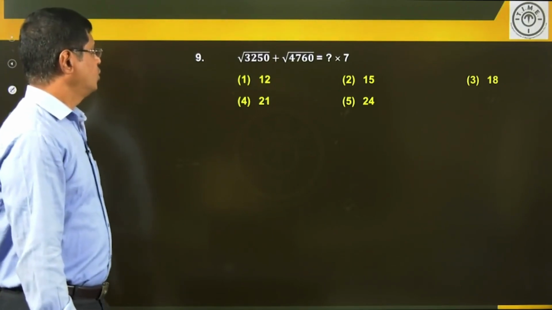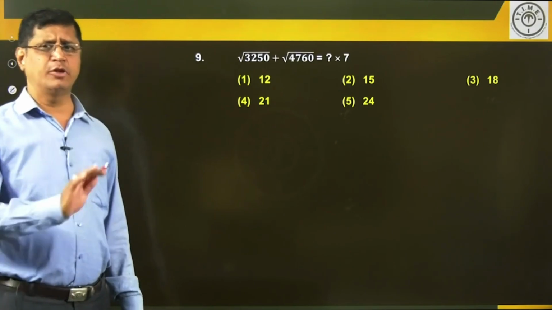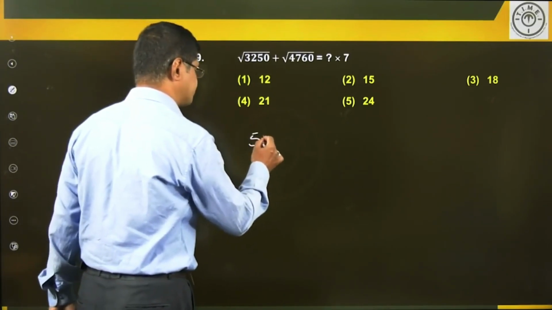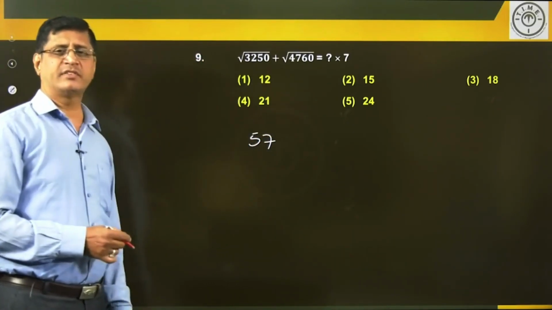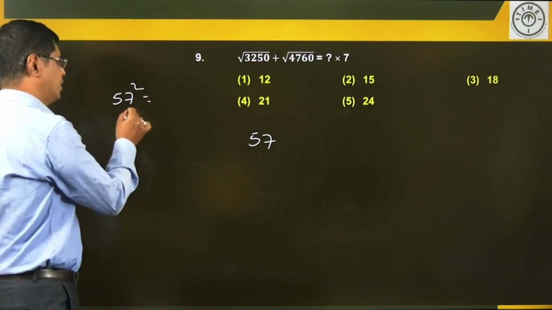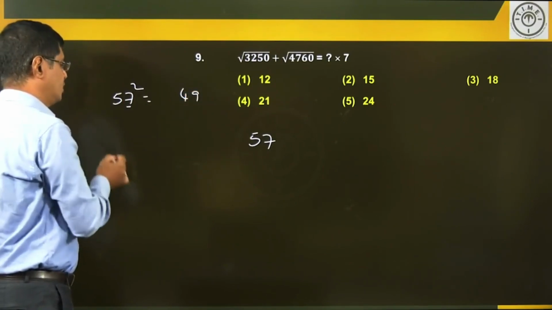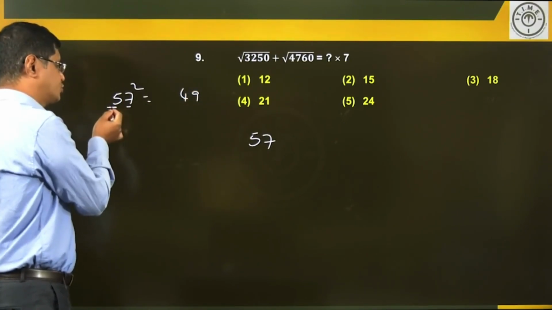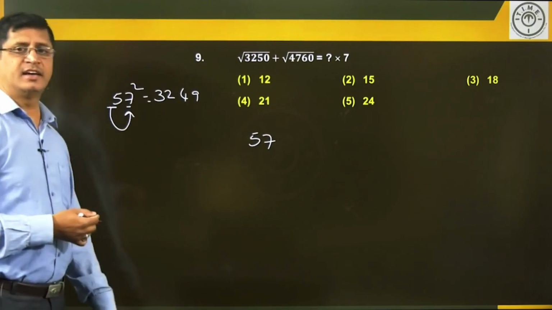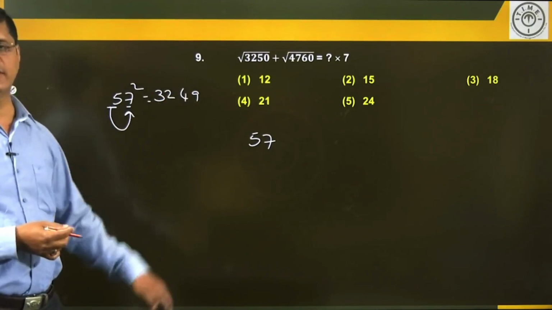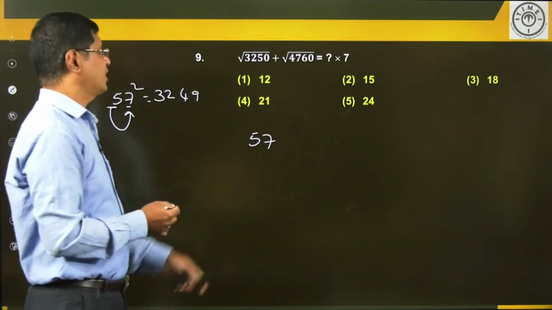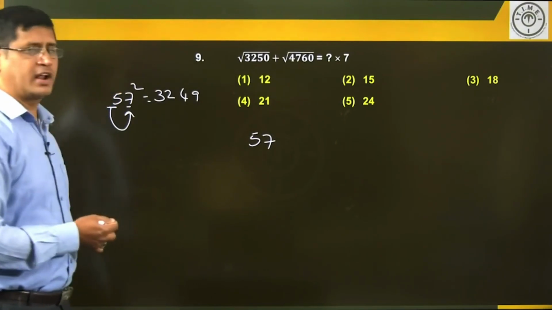Now, look at the next example. 3250. It is not a perfect square. Here, approximately, it is close to 57 square. What is 57 square? Just observe, 7 square, 49. Now 5 square, that is 25, plus 7, that is 32. So, what is the result? 3249. That is the closest value. Whenever the number starts with 5, you can apply this logic. So, 57 square, that is 3249.